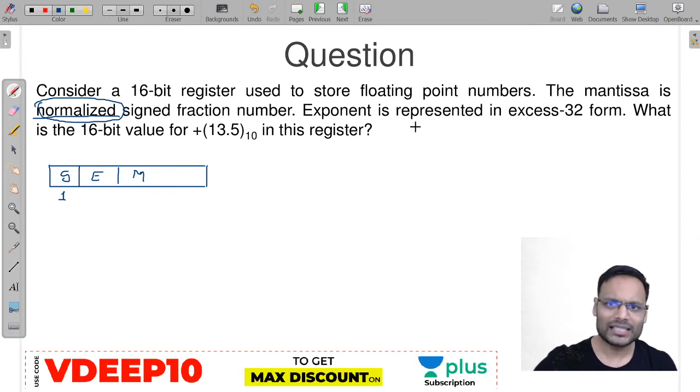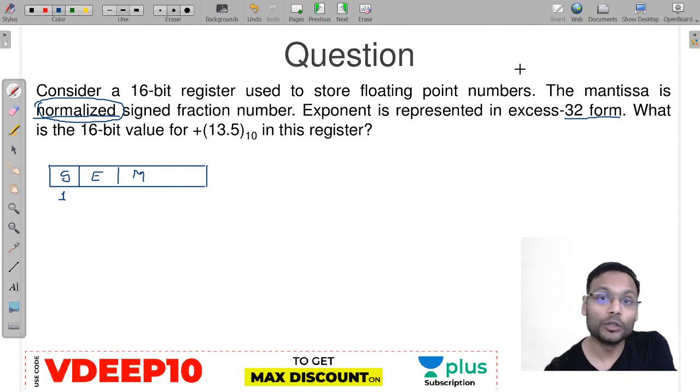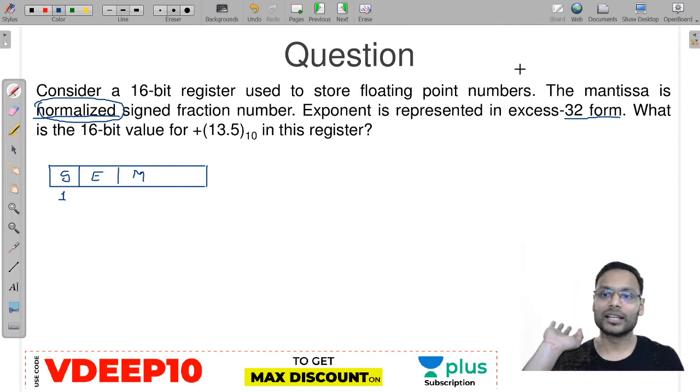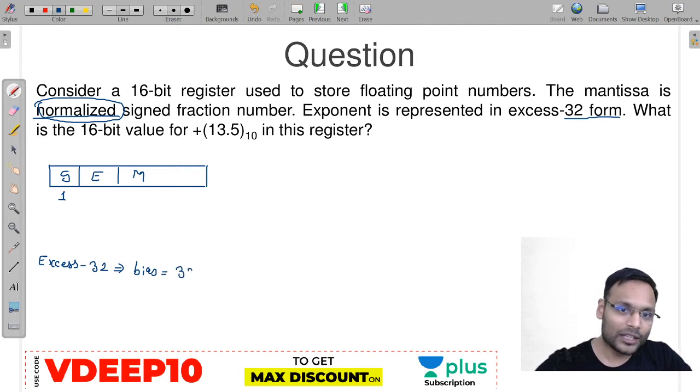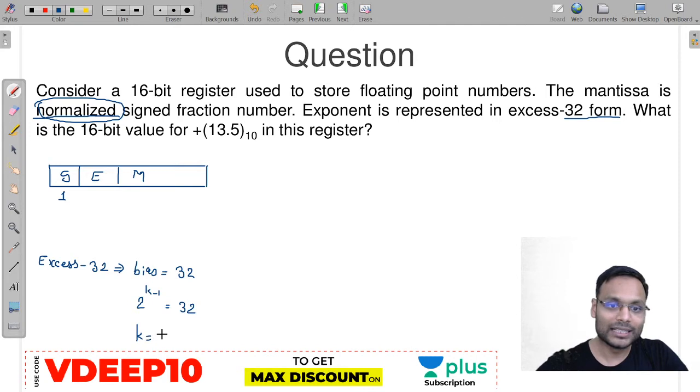Exponent is represented in XS32 form. Just a few minutes back I explained to you that XS32 form means the bias value given is equal to 32. So I am writing this XS32, which means the bias value is 32. And we know the bias value is 32, so the number of bits required to represent bias is what? K bits. So bias is 2 power k minus 1 equals 32. 2 power k minus 1 equals 2 power 5, which means k minus 1 equals 5. The value of k will be 6.